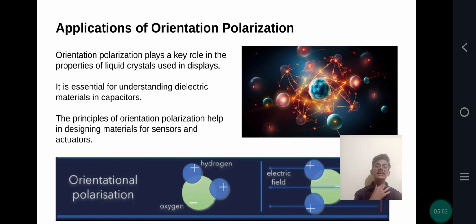Applications. Orientation polarization plays a key role in the properties of liquid crystals used in displays. It is essential for understanding dielectric materials in capacitors. The principle of orientation polarization helps in designing materials for sensors and actuators.